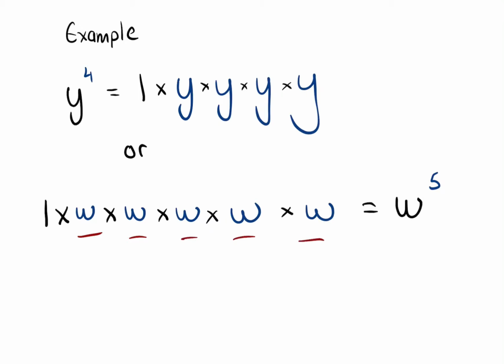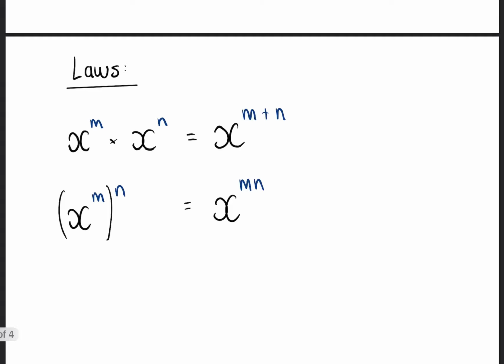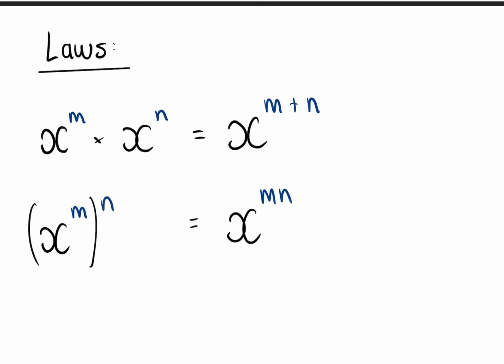Okay, so let's look at a question. Here's some laws that we have. So x to the power of a number, we're going to call it m, multiplied by x to the power of another number, n. When we multiply indexes, we just add up our values. So for example, 2 to the power of 6 multiplied by 2 to the power of 4, we add them up and that gives us 2 to the power of 10.